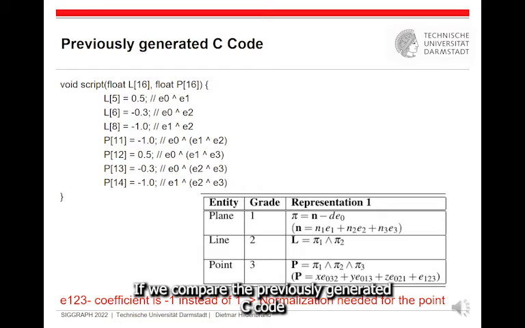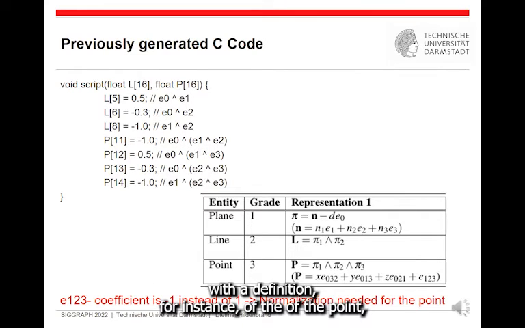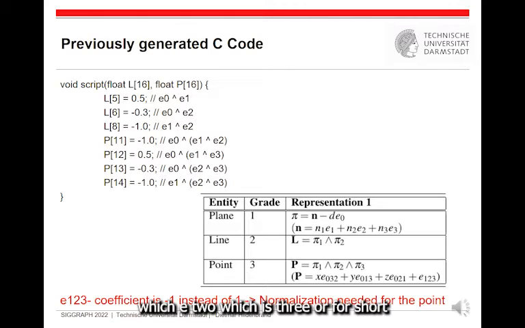If we compare the previously generated C code with the definition, for instance, of the point, we realize that P14 is -1, meaning the coefficient for e1 wedge e2 wedge e3, or for short e123, is -1 instead of 1, and this means that some kind of normalization is needed.